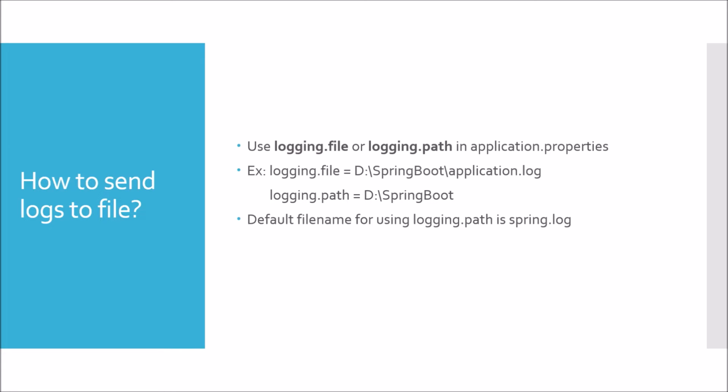Here you see the difference: if you use logging.file, you need to give a specific file name in which you want to store the log. While using logging.path, if you do not give any specific name, spring.log will be the default file name in which your logs will be stored. Now the question is, what if I use both of them? That means in my application.properties, I am using logging.file as well as logging.path.